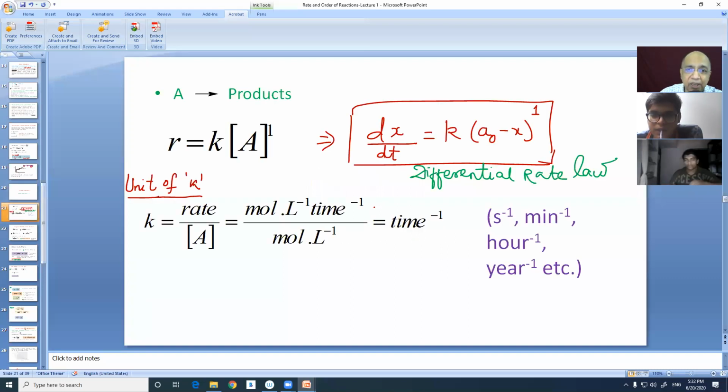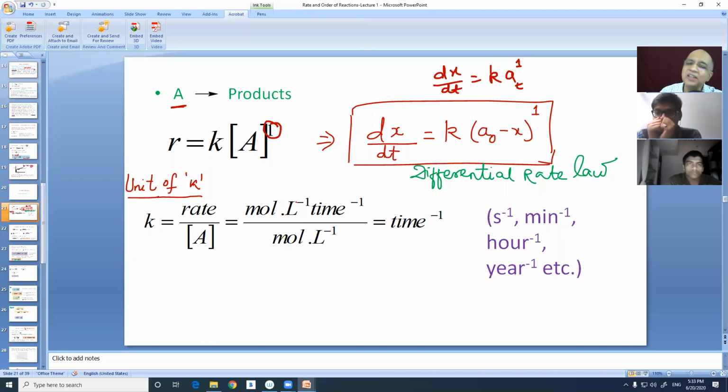Now see, if it is a first order reaction, then definitely rate, that is dx by dt, is equal to rate constant K into AT to the power 1. This power is 1, therefore it is first order. Reactant concentration to the power 1. That means dx by dt is equal to K into A0 minus X, or AT. We can also say dx by dt is equal to K into AT to the power 1. So this is called the differential rate law. Don't write anything. We can't finish. You will understand today. We can't finish.